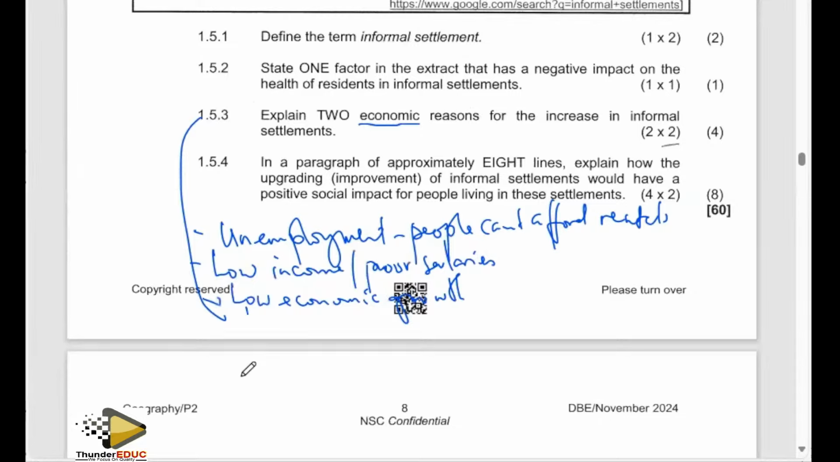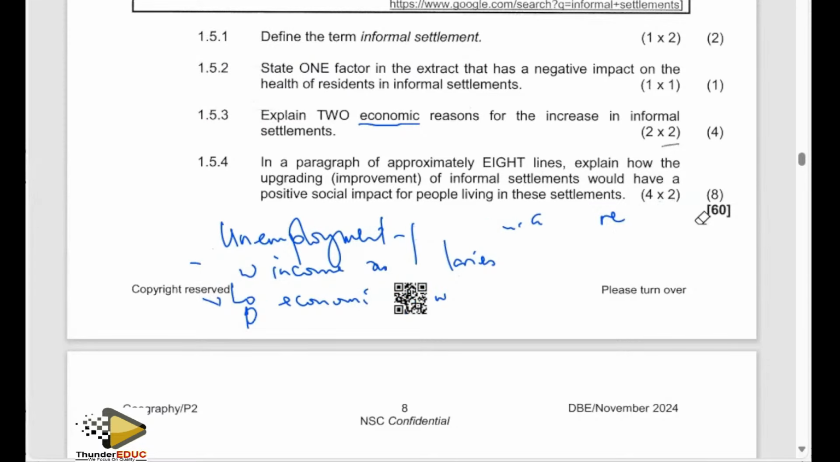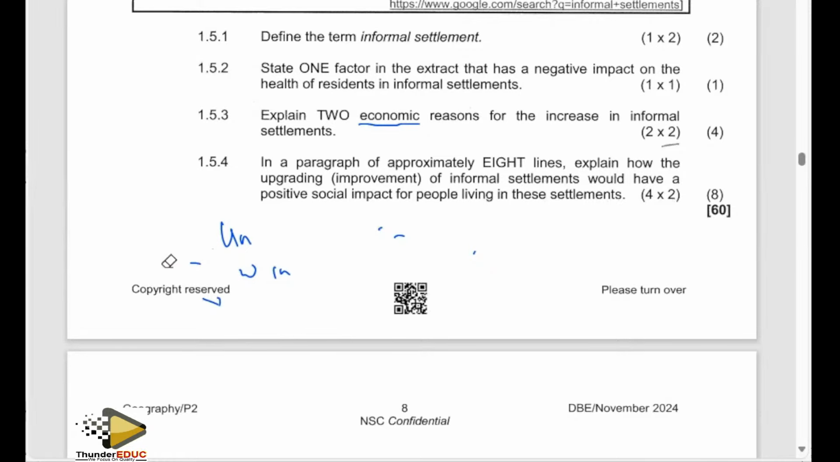Or you can also talk of poverty, extreme poverty in South Africa. People cannot afford the basics and they cannot afford decent accommodation. So those are some of the economic reasons, but we are not limiting ourselves to those. You can also figure out your other responses based on economic reasons to why there's sprouting of informal settlements across South Africa. Right, we go on to the last question, which is a paragraph question.